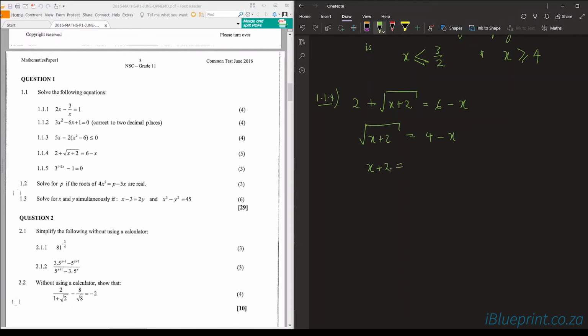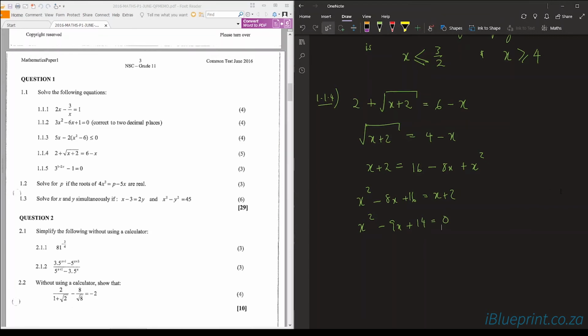x plus 2 is equal to, you can just square this as normal. It gives you 16 minus 2 times 4 times x, which gives me 8x, plus x squared. If we write the right-hand side first and we write it in order of descending power, we get x squared minus 8x plus 16 is equal to x plus 2, which we can simplify as x squared minus 9x plus 14 is equal to 0.